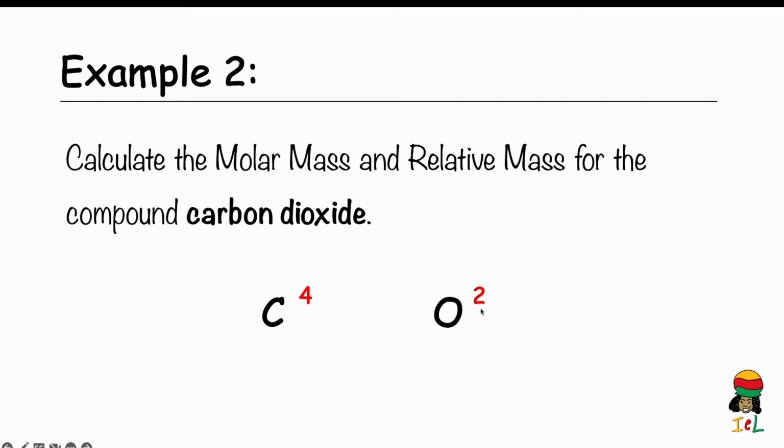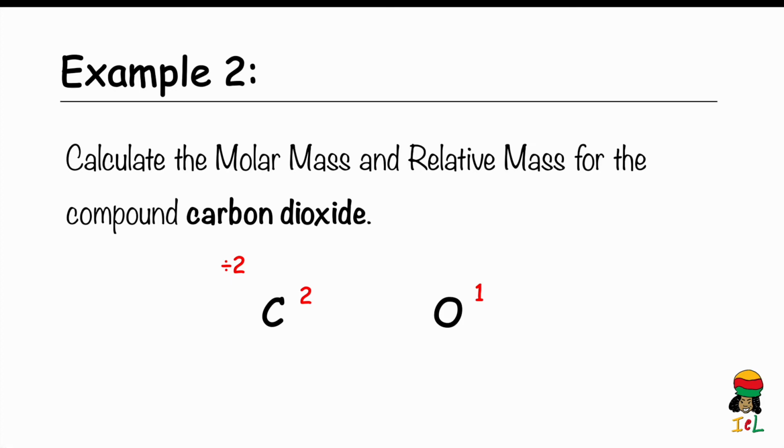Oxygen has a stability number of 2 because it's in group 6. Therefore, oxygen needs 2 electrons to complete the 8 electrons on the valence shell to become stable. Note that there is a common factor of 2 between the 2 stability numbers, so we divide through by that common factor of 2. Therefore, 4 divided by 2 gives us 2, and 2 divided by 2 gives us 1.